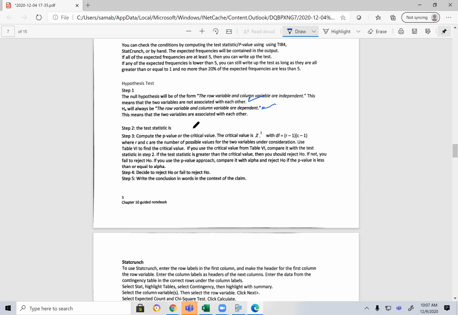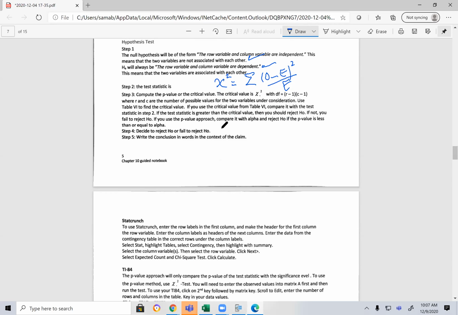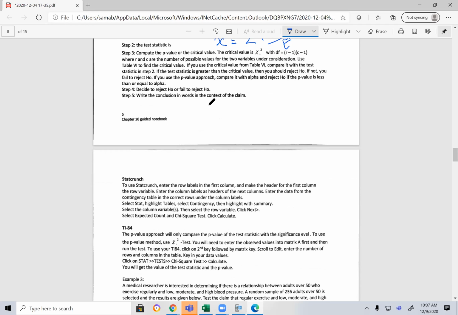Then you will compute the test statistic. We're not going to do it by hand, so I'm going to show you how to use this one on the calculator. It is a chi-square test, just like the previous one, which is the sum of O minus E squared over E. This is going to be done in one shot using the calculator. Then we will find the p-value, and if the p-value is less than alpha, we reject the null hypothesis. If the p-value is more than alpha, we fail to reject the null hypothesis. And then we write a conclusion in the context of the claim.